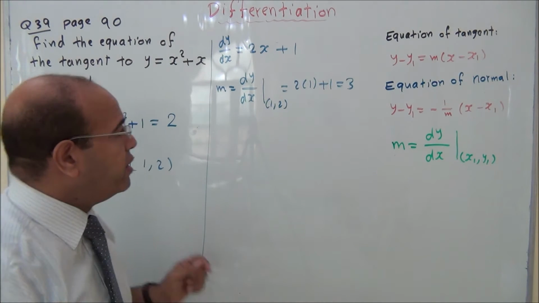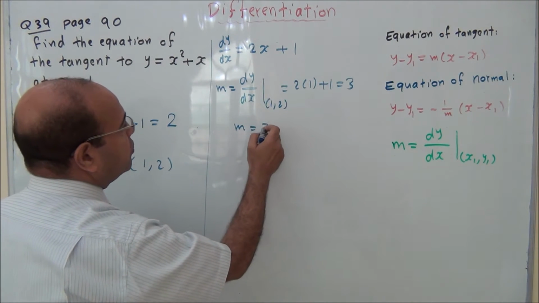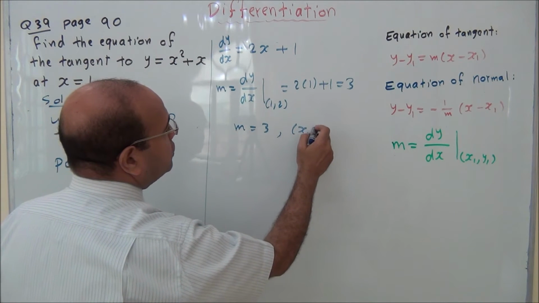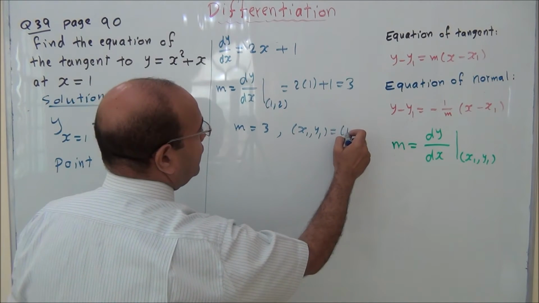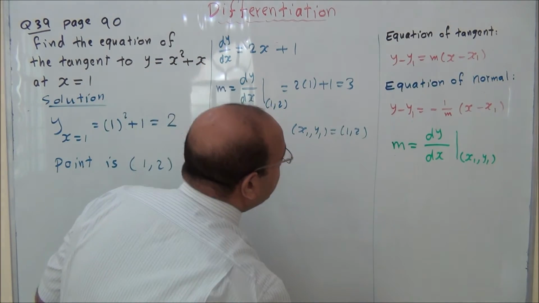So this is m. Now we have m equals 3 and the point x1, y1 is 1 and 2. Now we go to the equation.